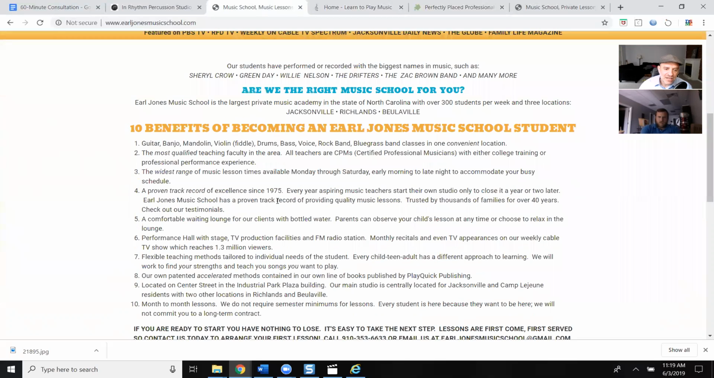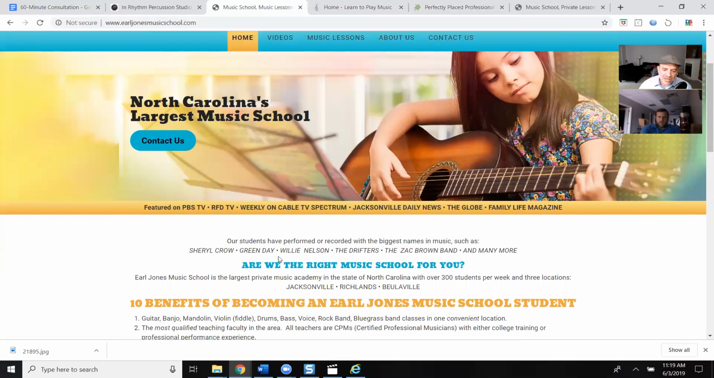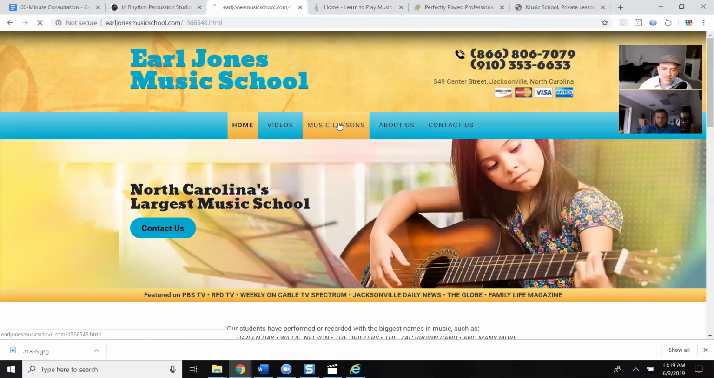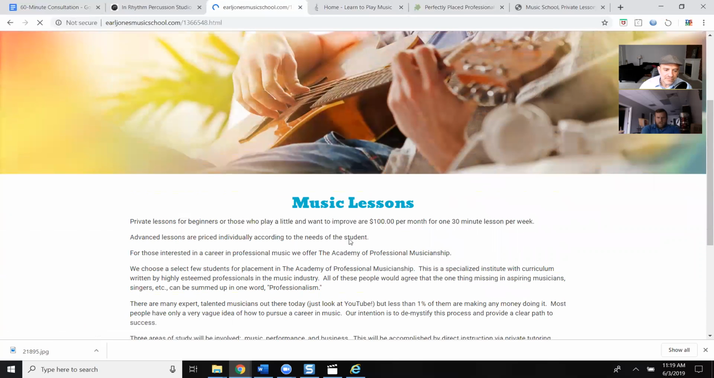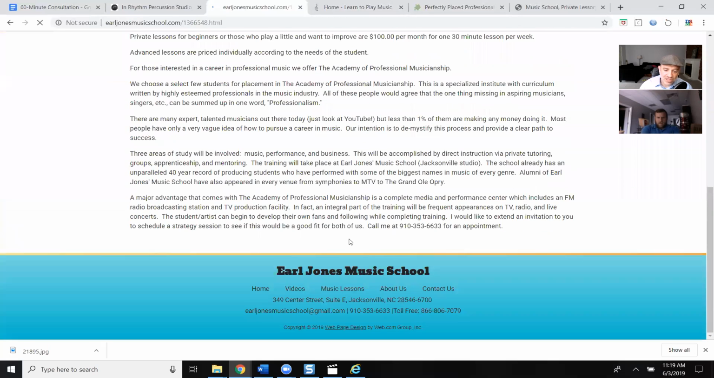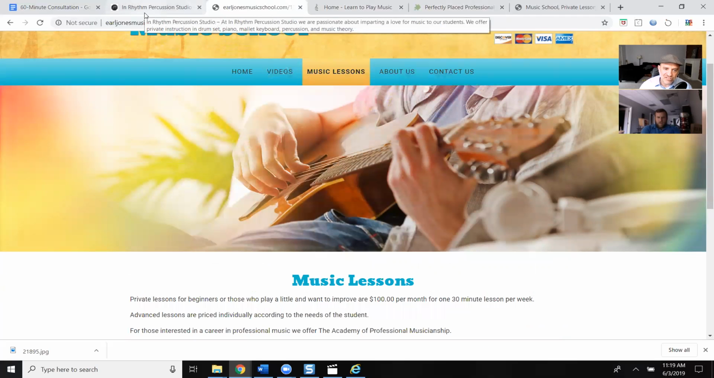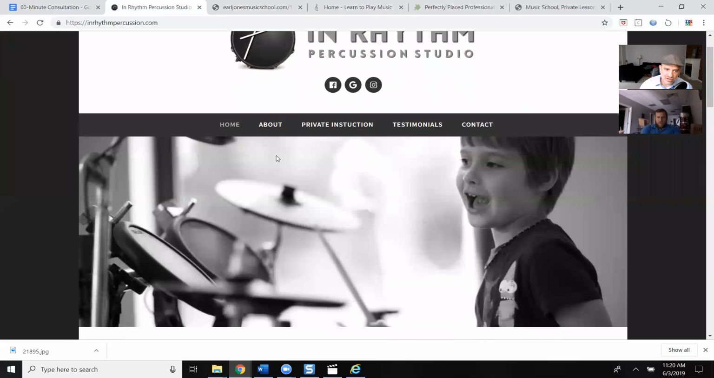But let's look at how they write about their music lessons. Here, are we the right music school for you? Wow, first of all, this is really hard to read. They're saying we offer private lessons for different skills, and this is how much it costs. Advanced lessons are priced differently. If you're interested in a career in professional music, we offer this. So basically, they're saying this is what we do. There's zero emotional content, so you can quickly outmaneuver them by switching to emotional content.